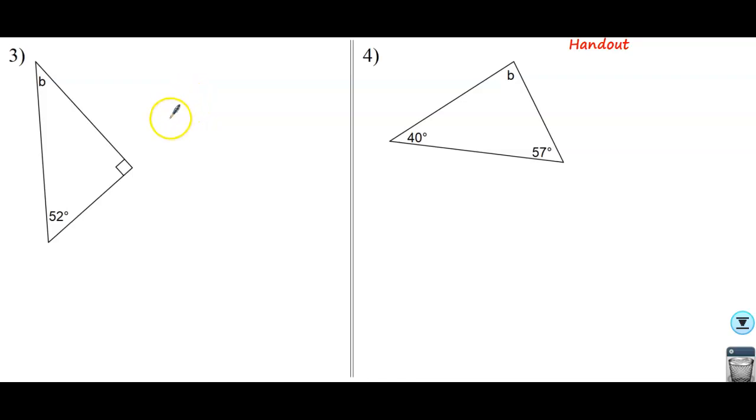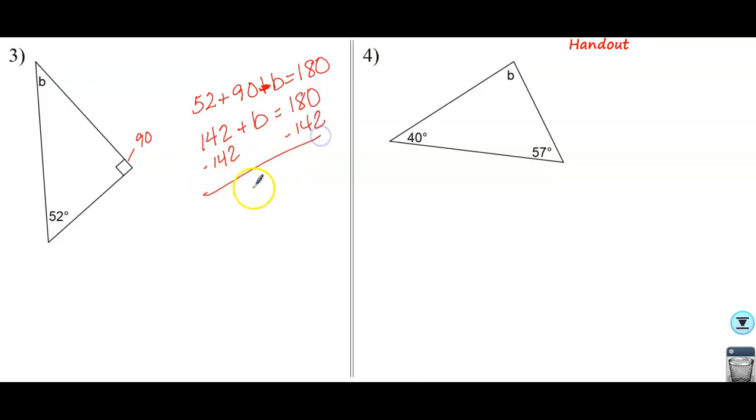All right, welcome back. For number 3, you should have realized that, of course, this is a 90-degree angle. So our equation is 52 plus 90 plus b equals 180. Got ahead of myself there. 52 plus 90 is 142 plus b equals 180. And then when we subtract 142 from both sides, we get that b is equal to 38.